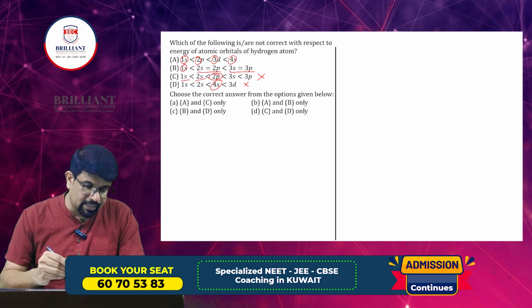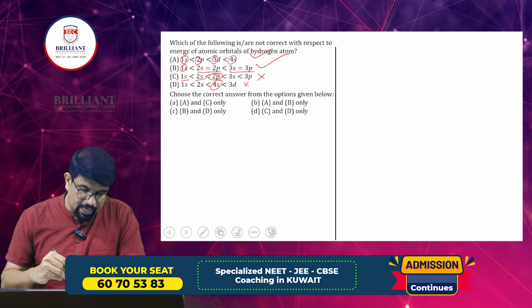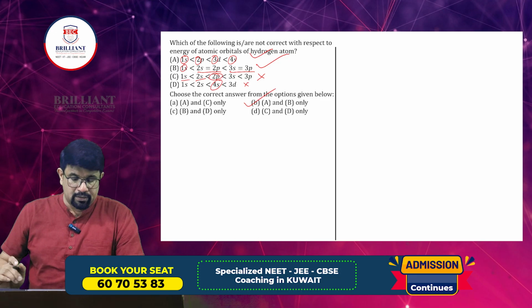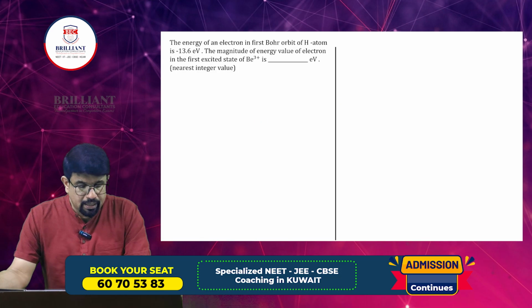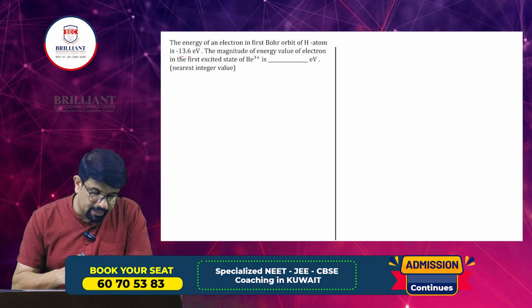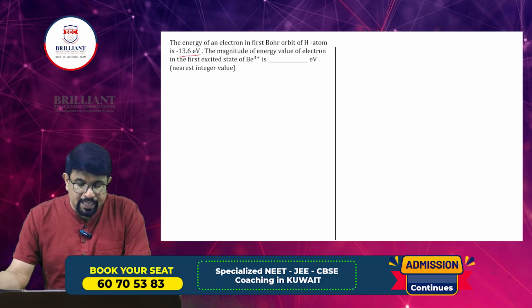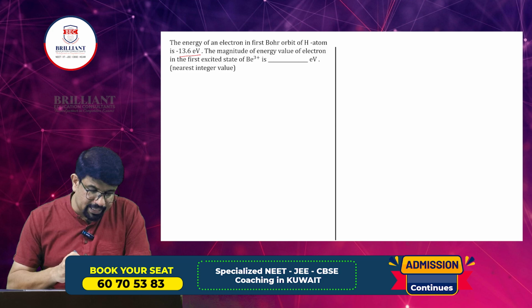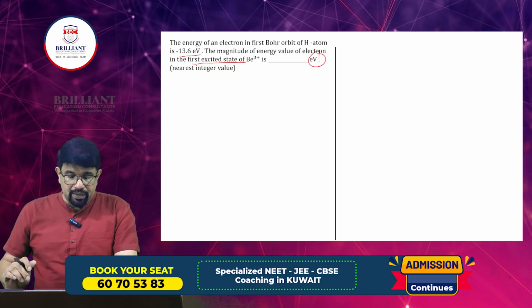So what is the correct answer here, students? A and B. Which option is A and B? Yes, A and B only is the B option. So B is the correct answer. Next question. The energy of an electron in the first Bohr orbit of the hydrogen atom is minus 13.6 electron volt. The magnitude of the energy value of an electron in the first excited state of Be3+ in electron volt we have to calculate. How can we calculate, students?